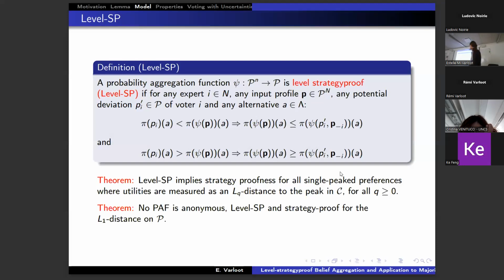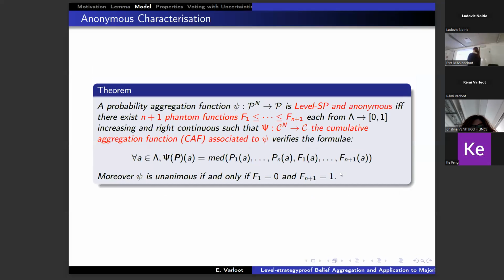Okay, so interestingly enough, with this definition we've got strategy-proofness in the cumulatives for all the LQ distances. And the second theory, I'll come back to later. So how do we obtain this, with the idea that the only thing we want is to protect the threshold?